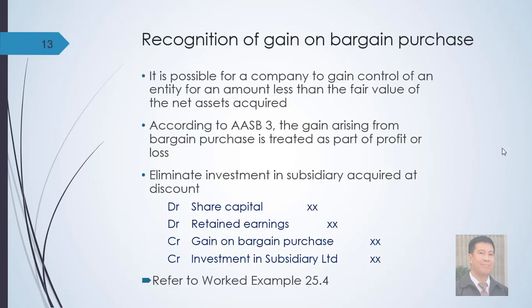Now, for the sake of discussion about gain on bargain purchase, it usually happens when the acquirer or the parent acquires the subsidiary at a lower price, meaning they actually have a gain. The gain on bargain purchase will be treated as part of profit or loss. So this is the example of the elimination entry. You debit share capital and retained earnings, and then on the credit side we have investment in subsidiary. Notice that in the previous illustration, goodwill is on the debit side, while the gain here will be on the credit side.